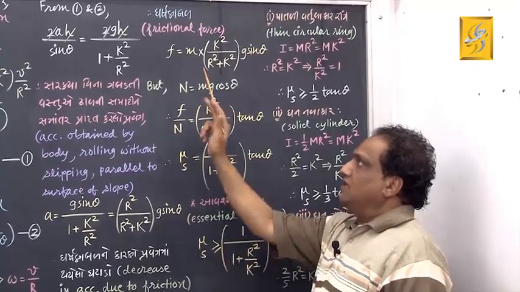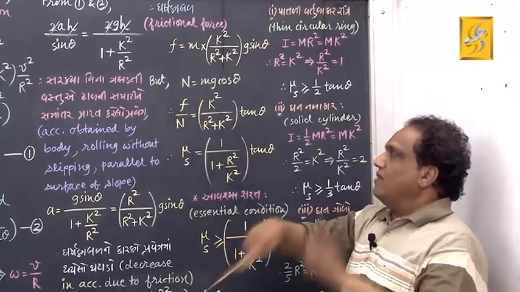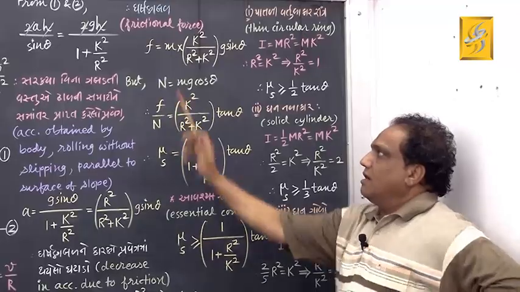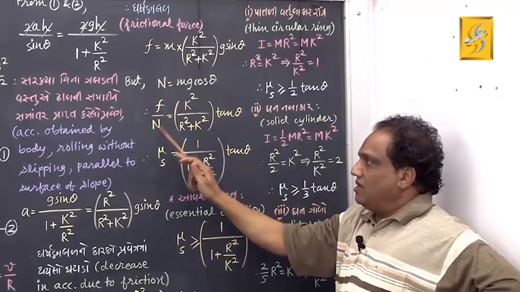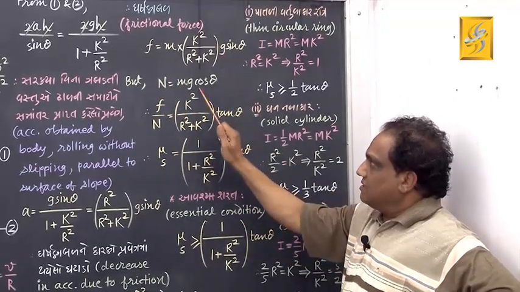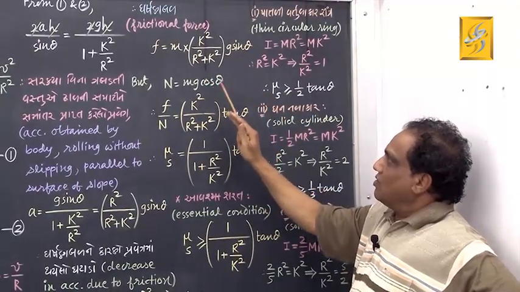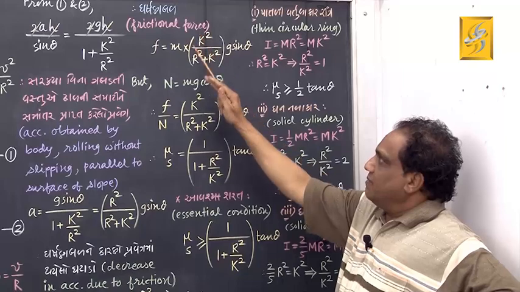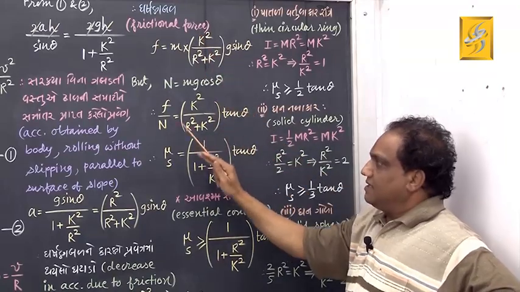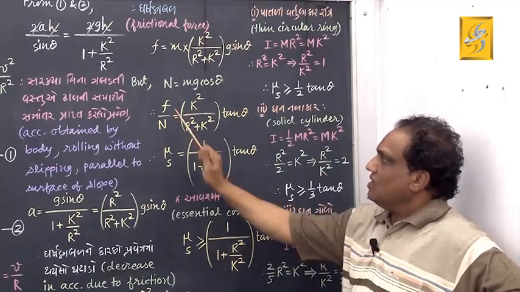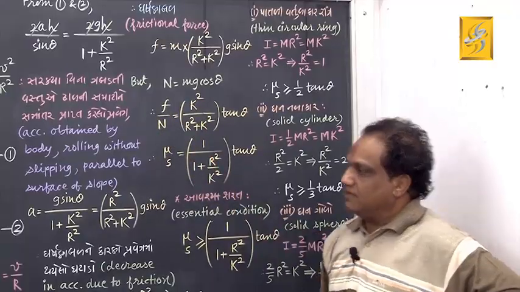Correct? Now take the ratio. This upon this will be this upon this. Come on, f upon N. When you take this upon this, m into g will cancel. Sin theta upon cos theta is tan theta, and this bracketed part I have written as it is. Fine. Find out f upon N from here.